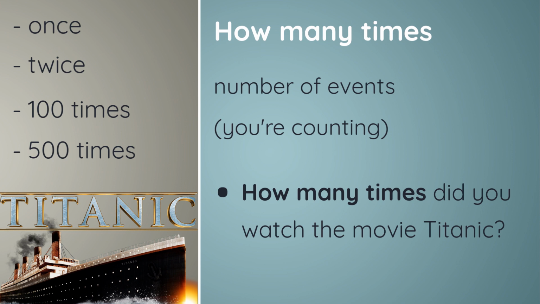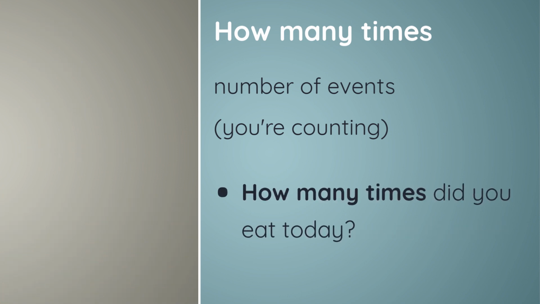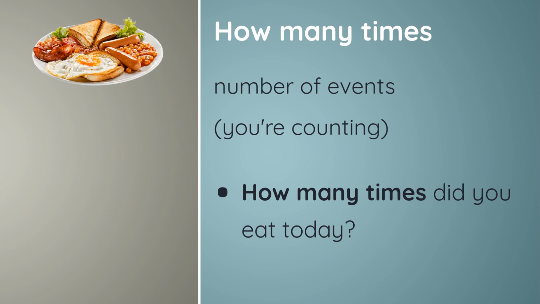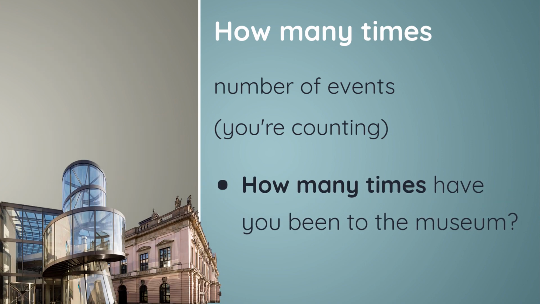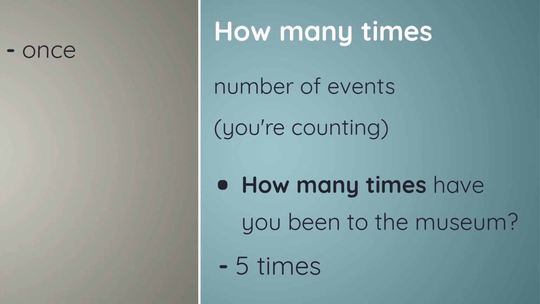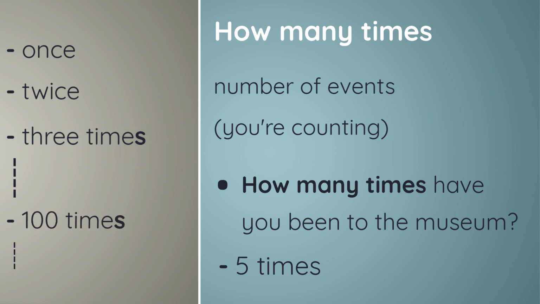So, how many times did you watch the movie Titanic? How many times did you eat today? Maybe if you had breakfast, lunch and dinner, you ate 3 times. How many times have you been to the museum? I've been to the museum 5 times. Okay. So for how many times, you're counting. And your answer could be once, twice. After twice, we often say 3 times, with an S also. 4 times. Okay, we can also say 1 time, 2 times. That's possible too.